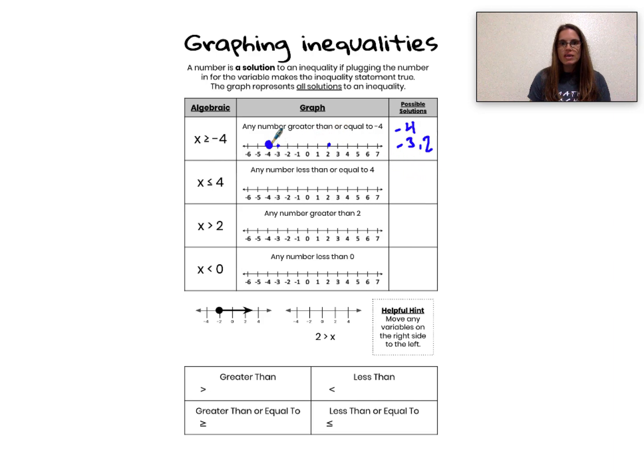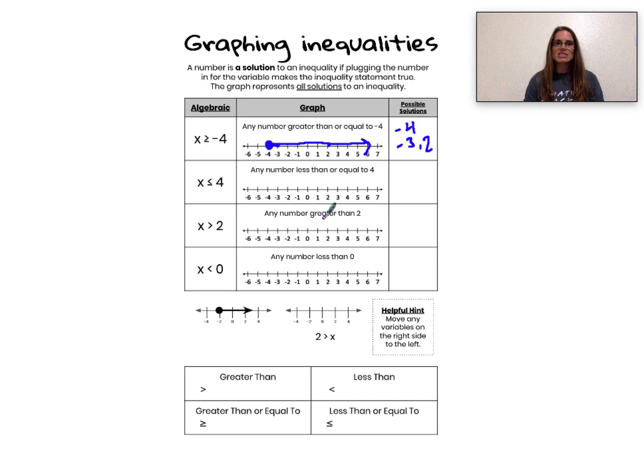So when we're graphing this inequality, x is greater than or equal to -4, we're going to put a closed dot at this boundary point because -4 is part of the solution. That's my straight line. And then we're going to draw an arrow to the right, indicating that every single point on this number line to the right of -4 is a solution to that inequality.